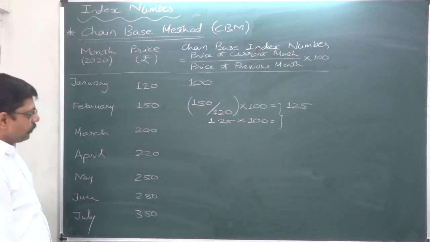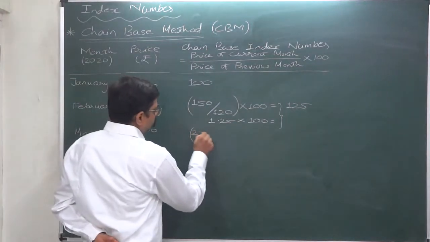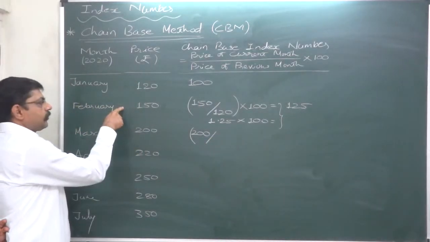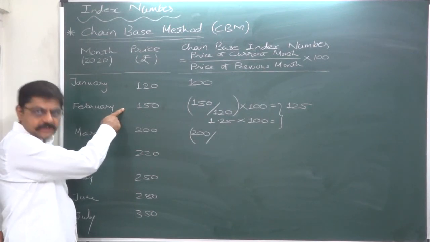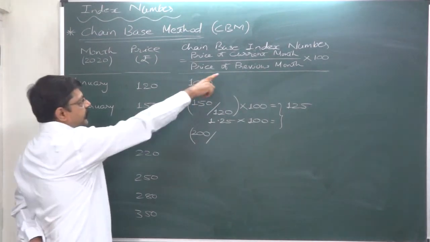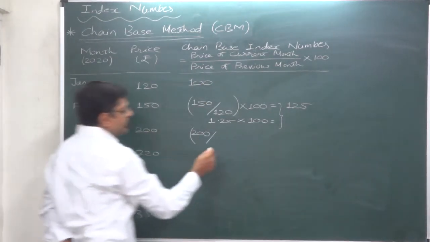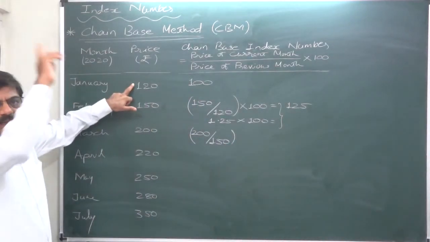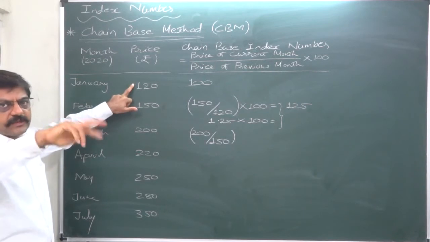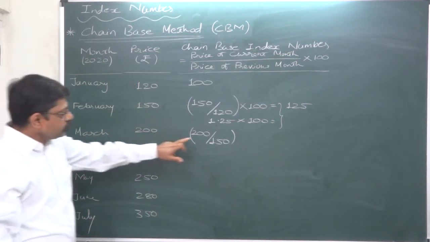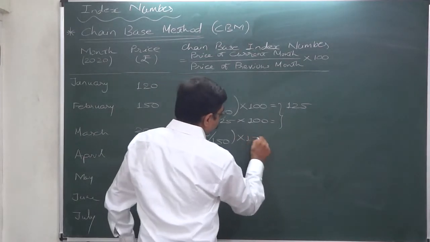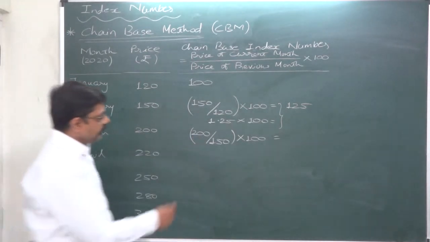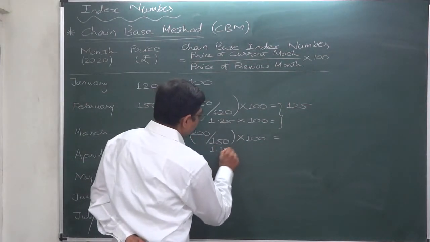Now in March the price is 200. So the price of the current month is 200. For March, the preceding or previous month is February, which becomes the base month. So now the price of the previous or base month will be taken as 150 and not 120 as we do in the case of fixed base method. Mind well, this is the difference between fixed base and chain base. 200 divided by 150, and to get percentage we multiply by 100. So 200 divided by 150 gives us the ratio of 1.3333.